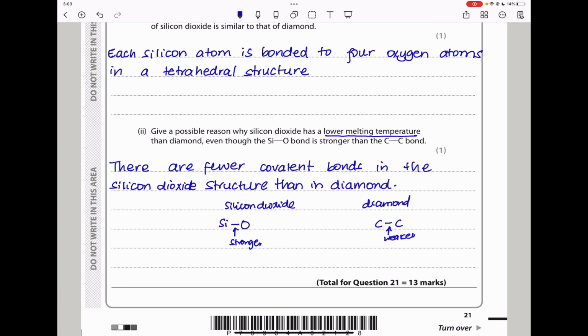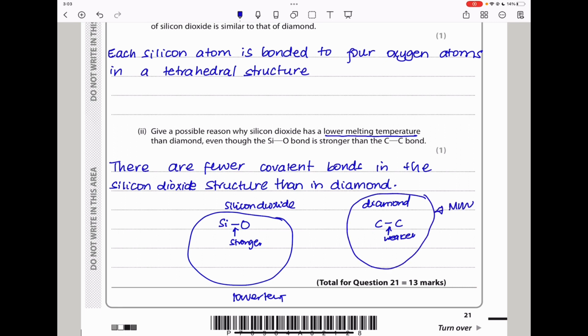So the reason as to why overall we have a lower melting temperature in comparison to what we have in diamond is, in diamond we have more bonds that are present. There are more bonds. Therefore, there will be more energy that is required to break that. So many, even if they are weaker, but so many of them, they require a high amount of energy to be broken, resulting in a higher melting temperature in comparison to that in silicon dioxide. I hope this makes sense to you.